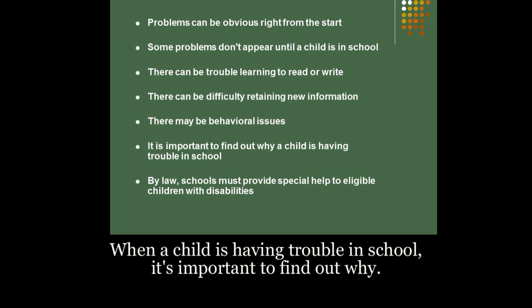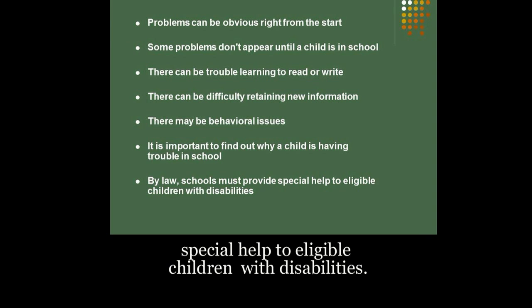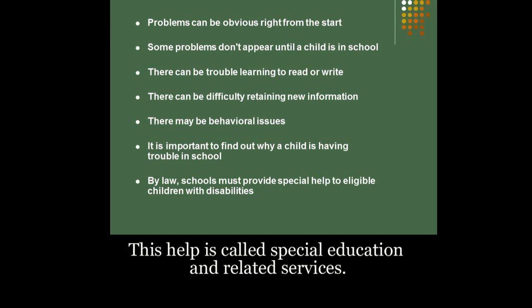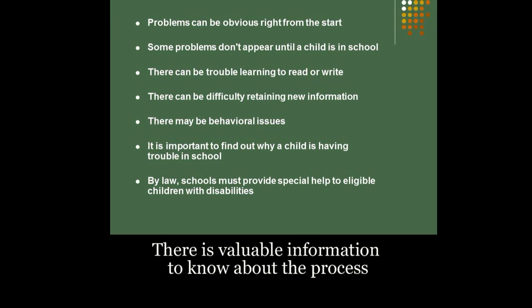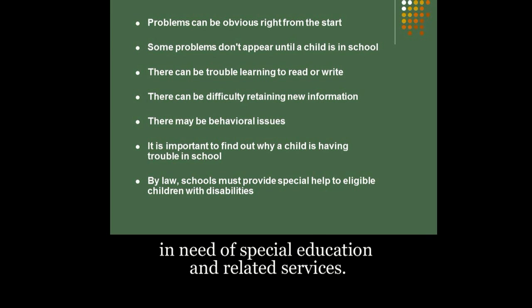When a child is having trouble in school, it's important to find out why. The child may have a disability, and by law, schools must provide special help to eligible children with disabilities. This help is called special education and related services. There is valuable information to know about the process in which children are identified as having a disability and in need of special education and related services.